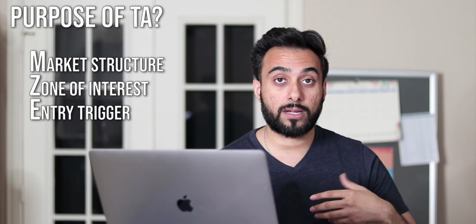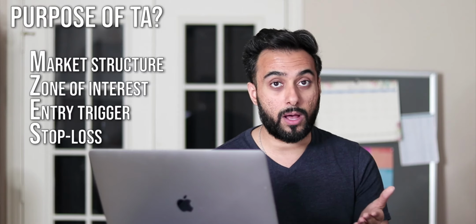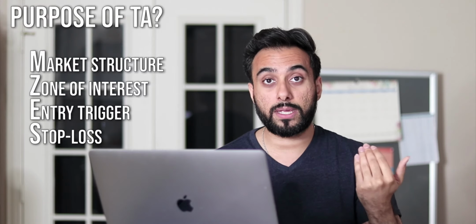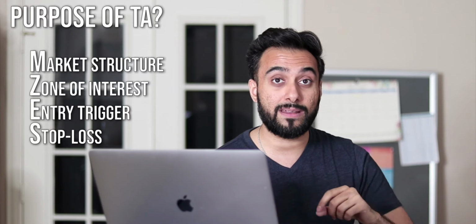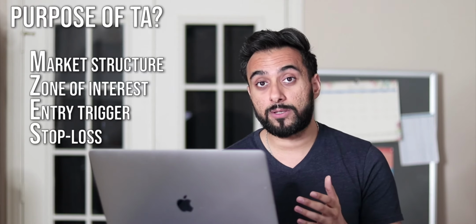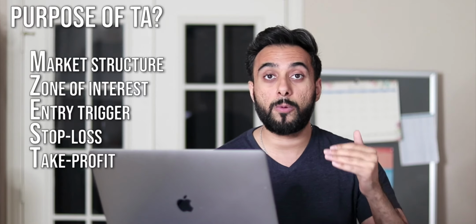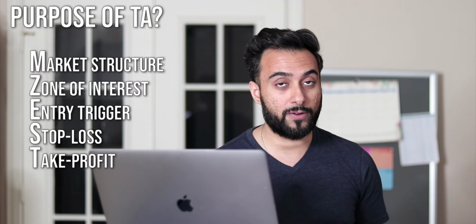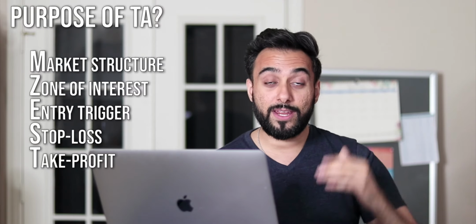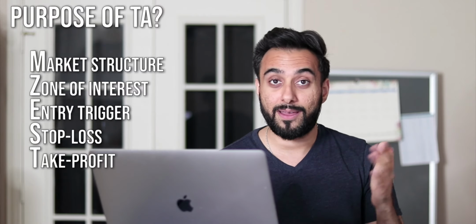The next thing we use technical analysis for is to identify an area of where we're going to put our stop loss. Or in other words, where in the market does the price need to reach in order for our trade idea to be invalidated. The last thing we use technical analysis for is to find what's called our take profit. Where are we going to close our trade if the price does end up going in our favor? And for those of you who watch my other videos, you might have realized that all 5 of these things spell out an acronym, MZEST.